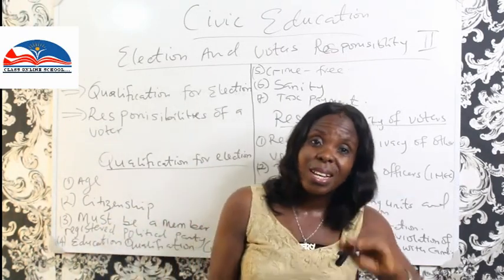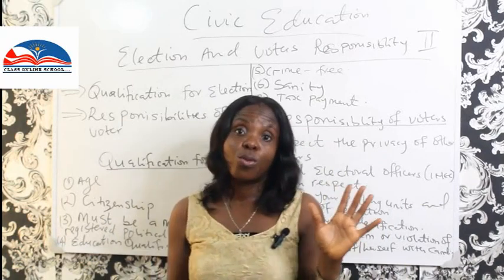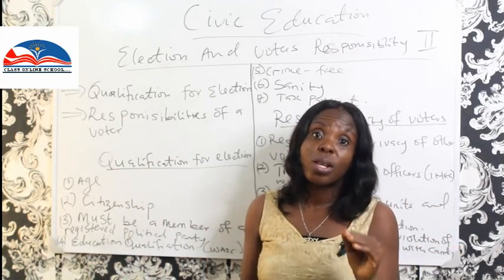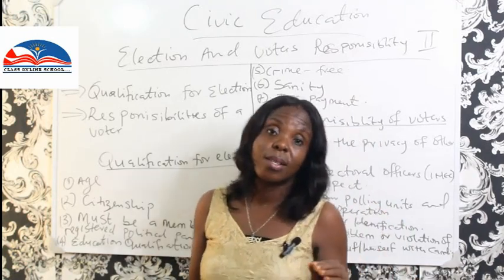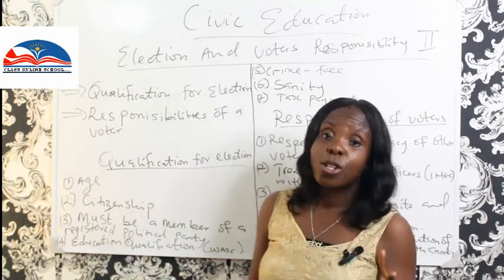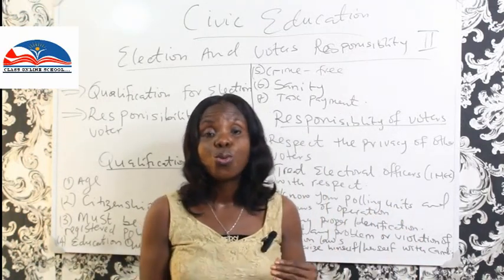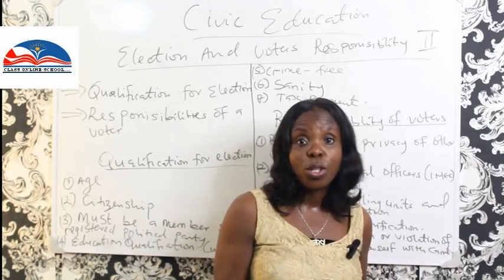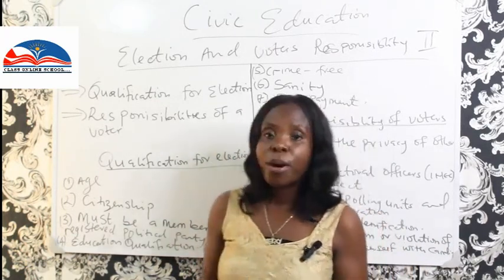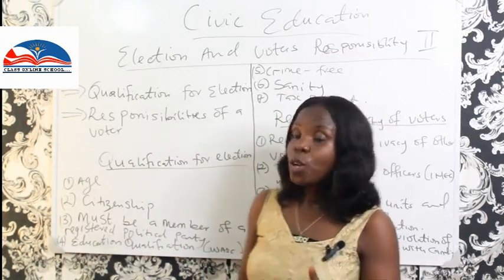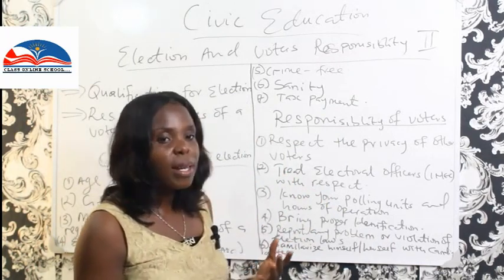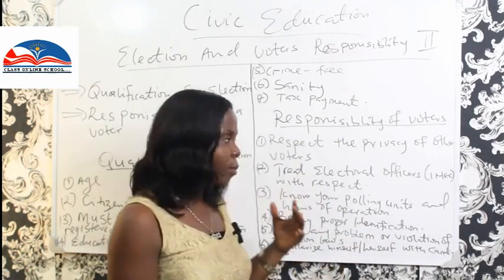If you are to be elected into position, you have to have a good tax record. We have to make sure that you are paying your tax as a citizen properly. So we have seen the qualification for election for both voters and those that they want to elect into political position: age, citizenship, be a member of a political party, educational qualification, must be crime-free, sanity, tax-free.